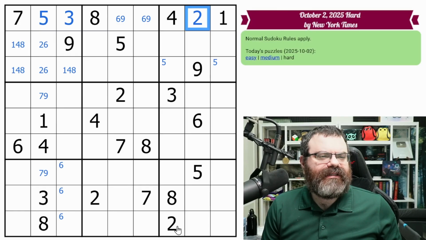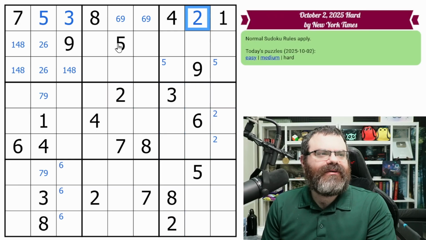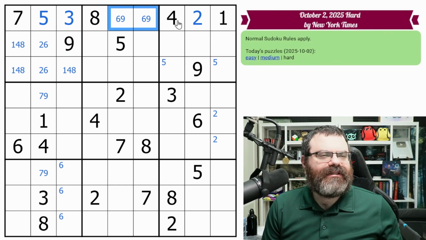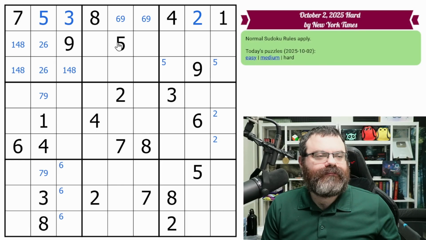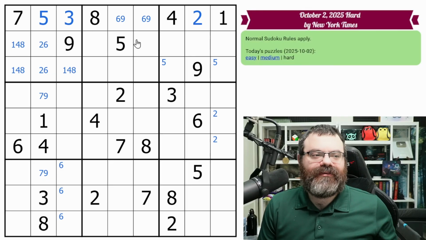Can I do anything? Let's see, these 2s. Just trying to follow up on what we got here. So this 5, we got the 9. I'm not seeing anything else to do here. 6, 9 pair. Okay. I don't think there's anything else to do with this box.